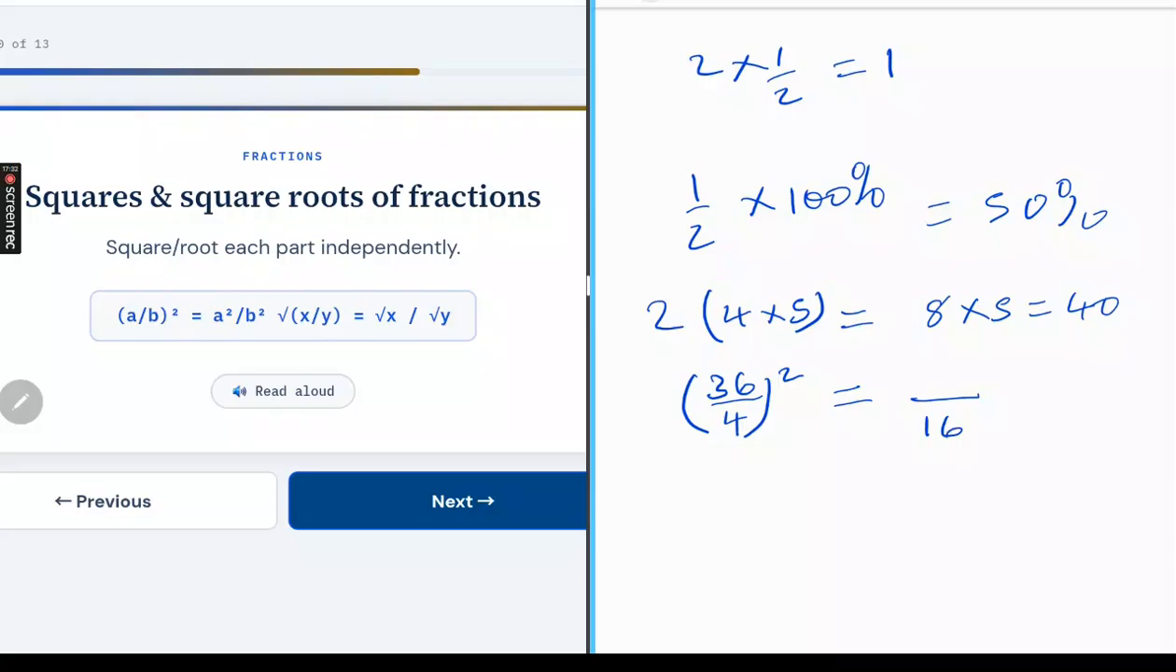What is 36 times 36? Can you work it out? 36 times 36 is 1,296. Can you confirm that 1296 divided by 16 is 81? Yes. But if you had squared only one of them, it will not give you that. So in square and in square root, we are going to expand everything.